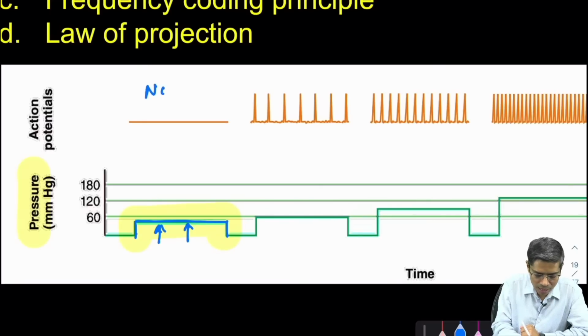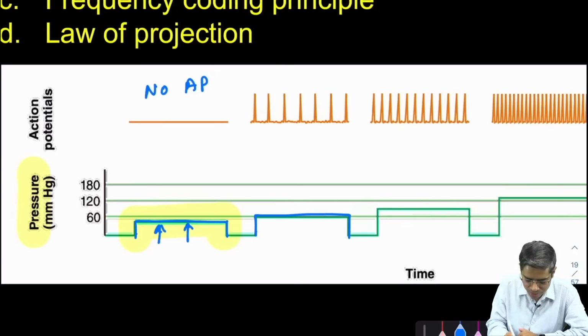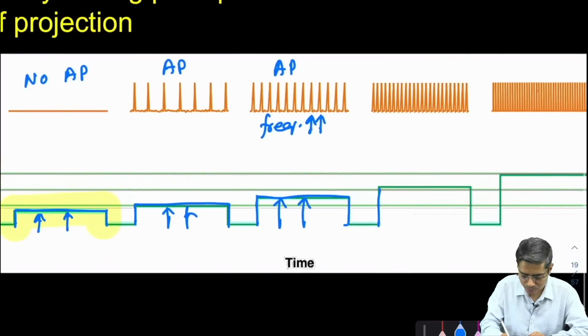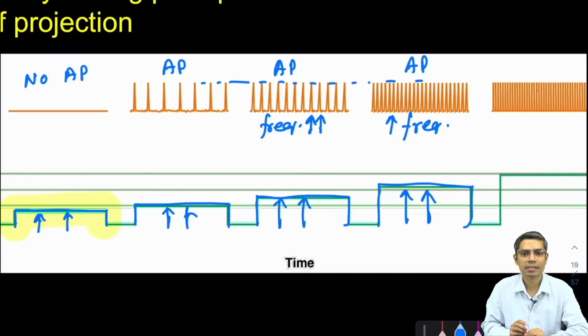No action potential you are getting. Then you are raising the pressure to 60 millimeter of mercury. You are getting action potential. You are giving more pressure here, more than 60 millimeter of mercury. You are getting action potential, but in a more frequent manner, meaning the frequency of the action potential has been increased. I have given more pressure here. Again the action potential amplitude is the same, but the frequency is increased, right.